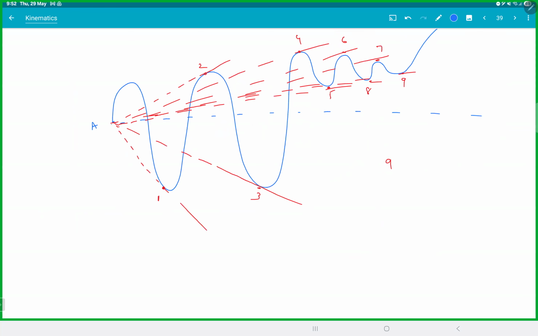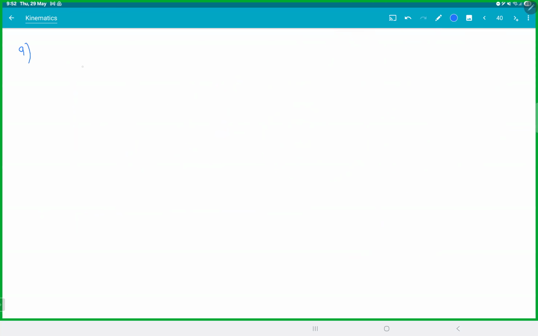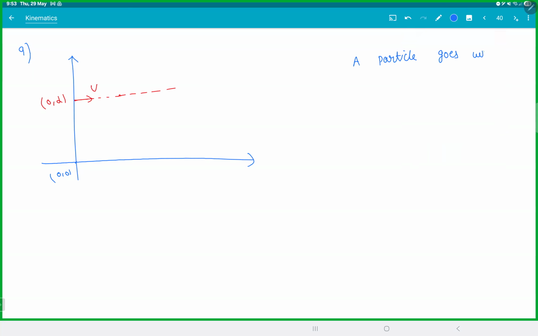Let's see one more. We have a particle here going parallel to the x-axis. So this is 0, comma d. The particle is going with speed u. This point is the origin. The particle goes with constant speed u, parallel to the x-axis.